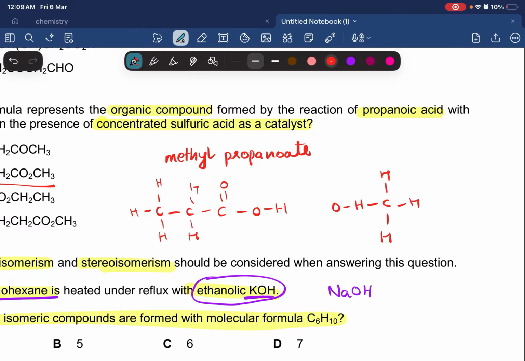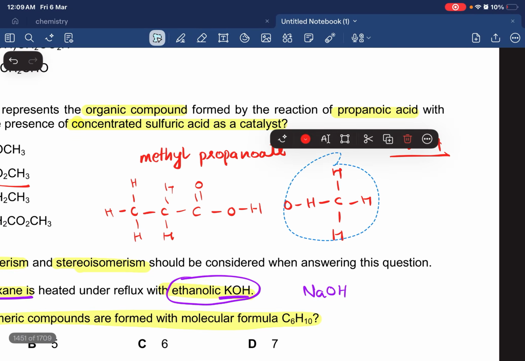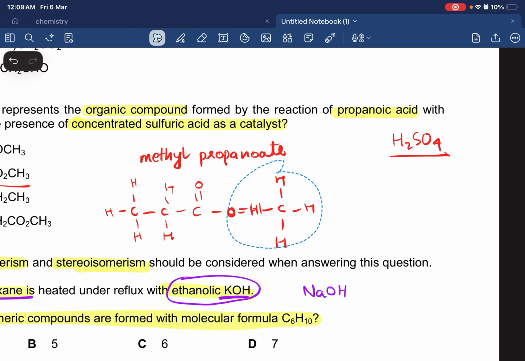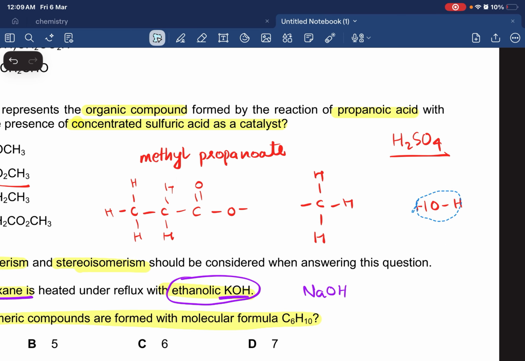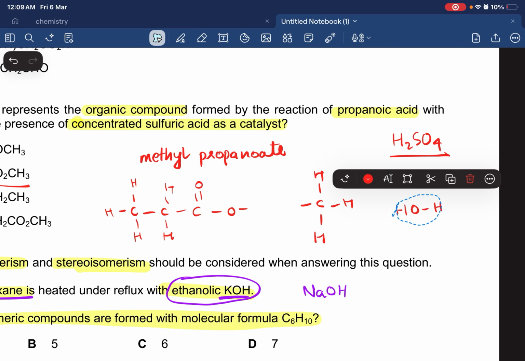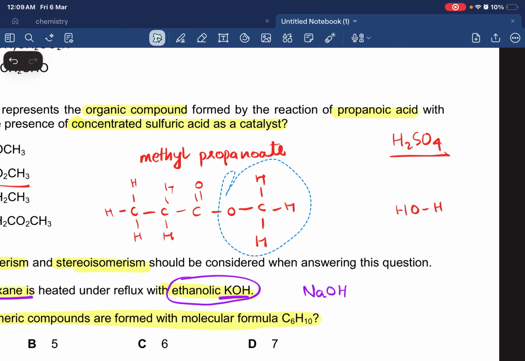And what happens in the presence of our sulfuric acid, which is our catalyst, these two are going to come close together and react. A water molecule, this water molecule, is going to be eliminated. You see, I just took out a water molecule, and this is going to be joined by an ester bond here. So that's your ester, okay?